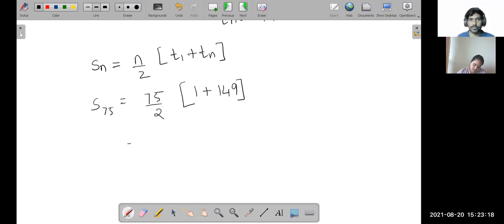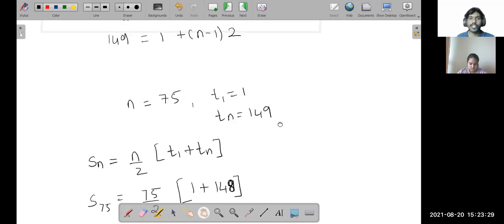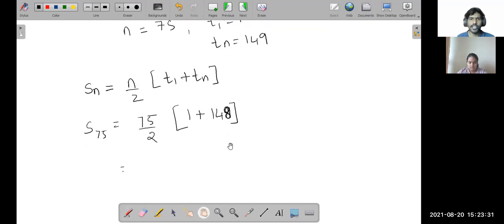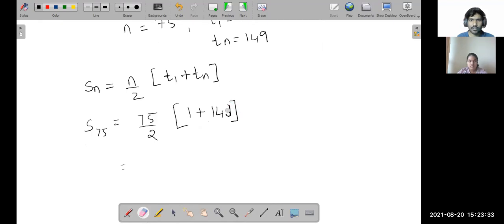So can you do this calculation? Oh, 149. Sorry, 148. Wait. What is the last term? Tn is 149. Yes, so 149. T1 plus Tn. So 1 plus 149. So 75 upon 2 into 150.